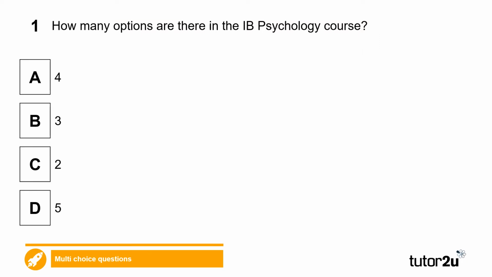Before we discuss Paper 2 in more depth, please complete the following task, which is related to Paper 2 material. For each question, pause the video and continue watching after you give your answer. How many options are there in the IB Psychology course? A. 4, B. 3, C. 2, or D. 5? There are 4 options in the IB Psychology course: abnormal psychology, developmental psychology, health psychology, and psychology of human relationships.